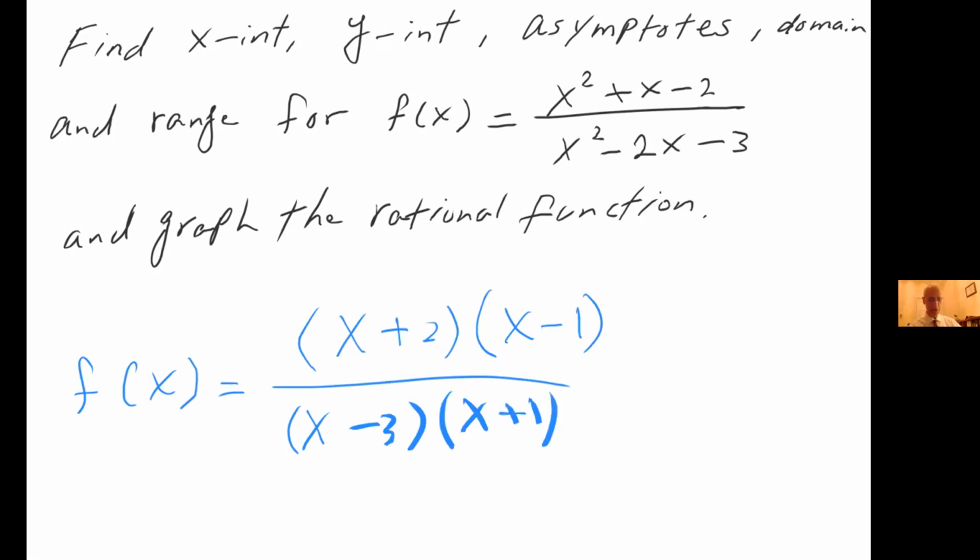Let me double check myself. Yep, okay. And as you can see, nothing is canceling out from the numerator and the denominator. So this rational function f of x is in its most reduced form. So let's go to the next page and find the x-intercept.